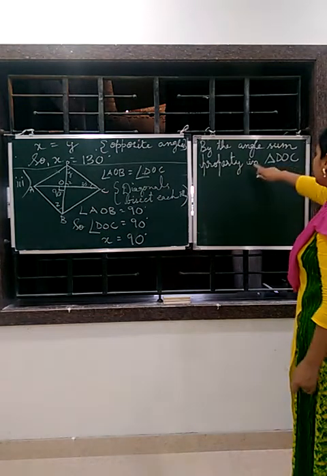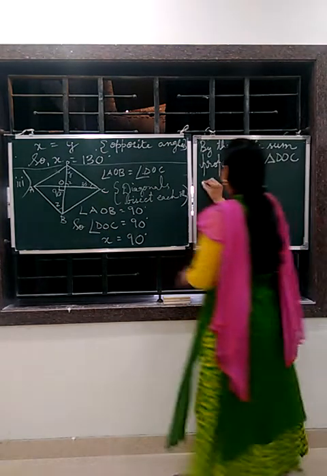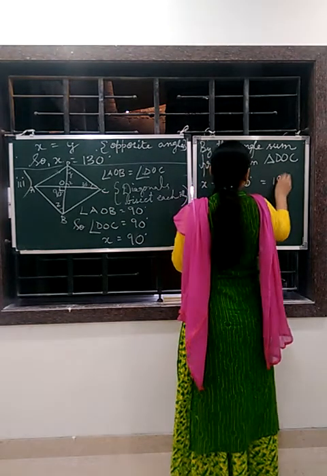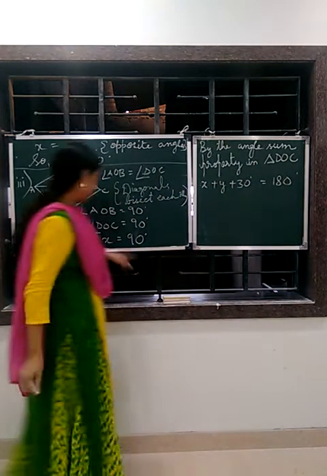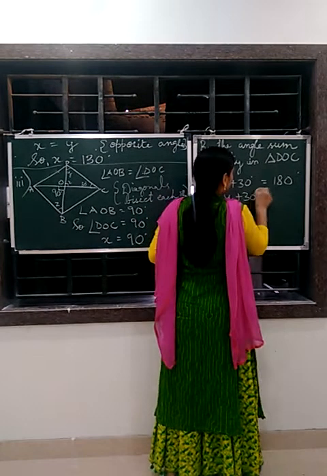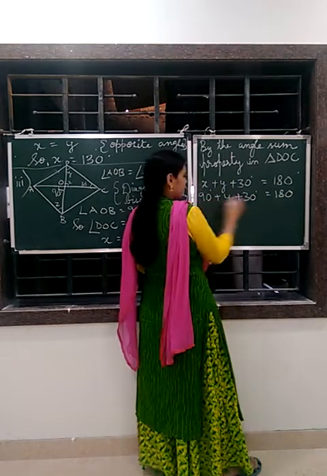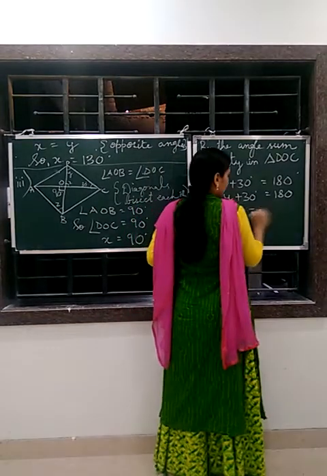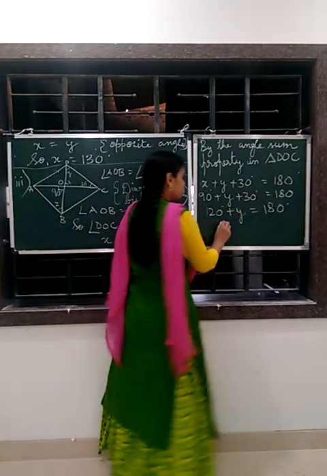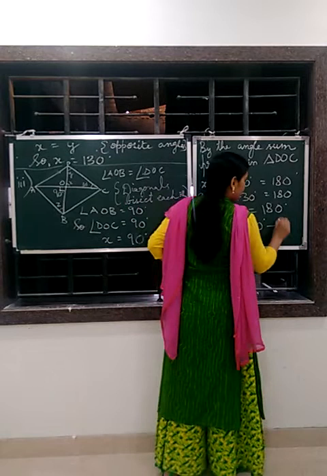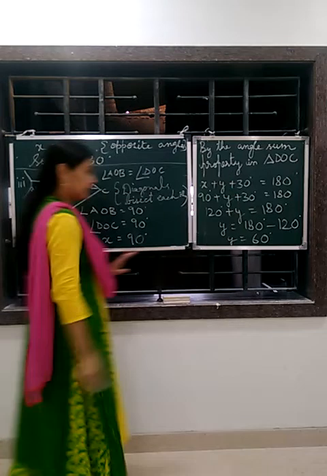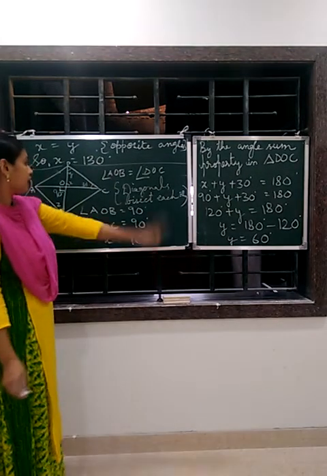So by using the angle sum property in triangle DOC, x plus y plus 30 degree is equal to 180 degree. The value of x we have found, that is 90 degree. So 90 plus y plus 30 degree is equal to 180 degree. Now 90 plus 30 will give you 120 degree plus y is equal to 180 degree. Now this 120 degree will be transposed that side. So the value of y will become 180 degree minus 120 degree, which will give us 60 degree. Okay, so the value of x is over, y is over.